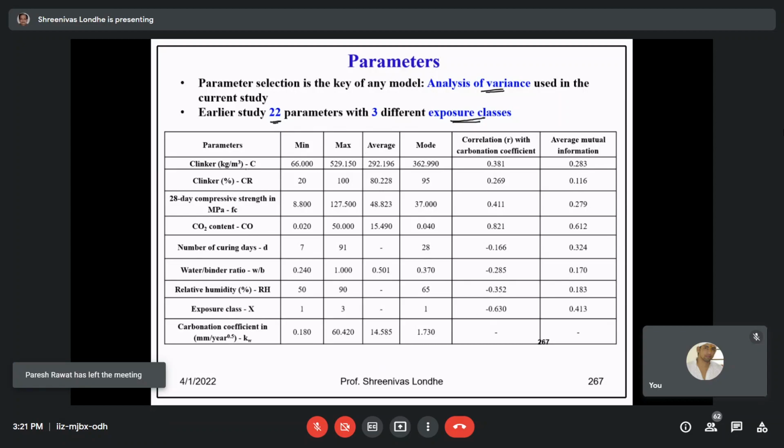Okay, so from clinker percentage to kg per meter cube, 28-day compressive strength, CO2 content, which is the major parameter according to the domain knowledge as well, exposure class, and the most important is the relative humidity. Because as we all know, an increase or decrease of relative humidity directly affects the carbonation coefficient. And my output was the carbonation coefficient.